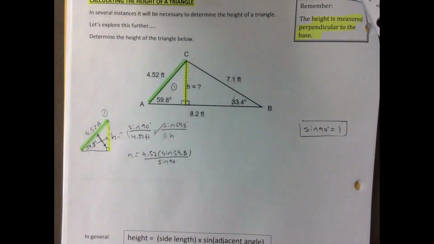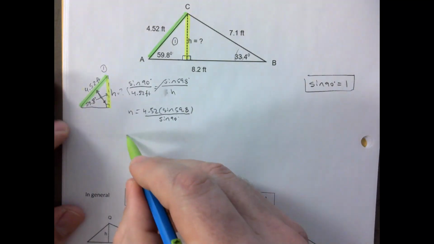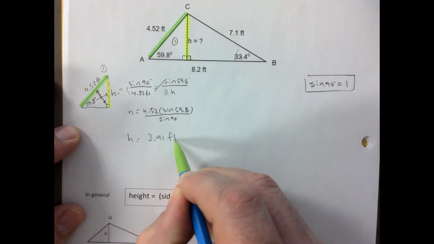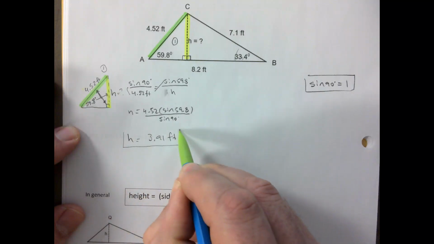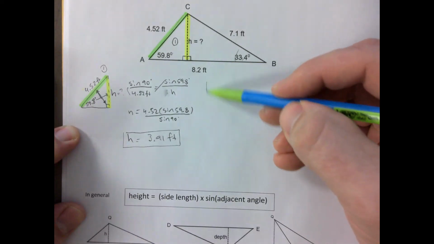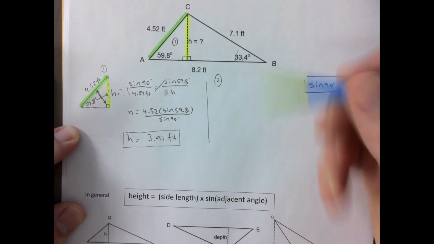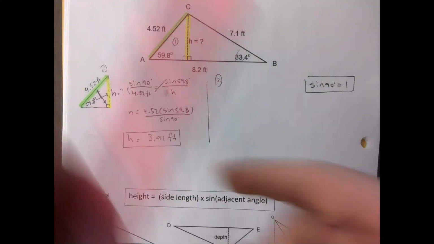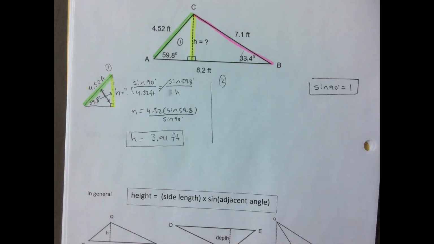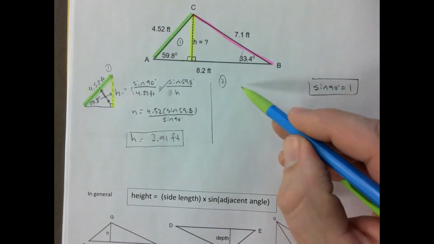And so in this case, our height is 3.91. Okay, we got that. That is the height of this triangle. So let's approach it from the other side, and let's give it a different color. I'm going to quickly draw this triangle.